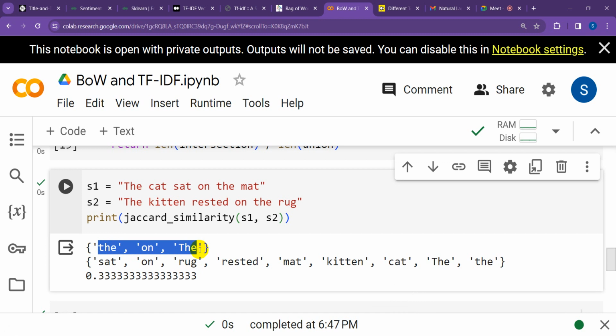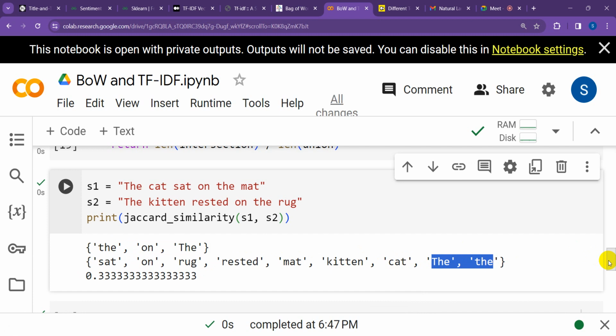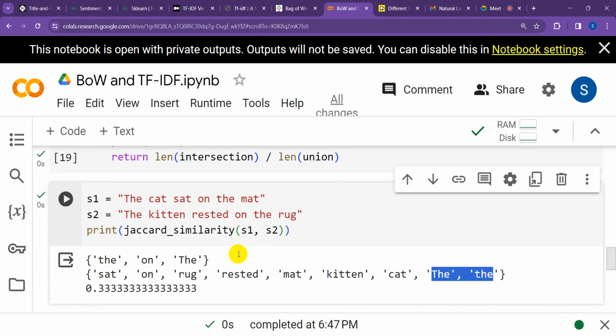The, on, the. And in the denominator, it is taking sat, on, rug, rested, mat, kitten, cat, the. It is taking it twice. I think what it is doing is it is taking this capital THE and the small THE as different words, right? You see here?